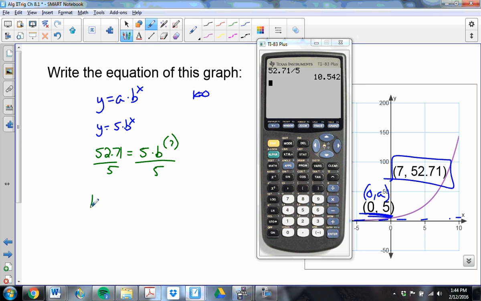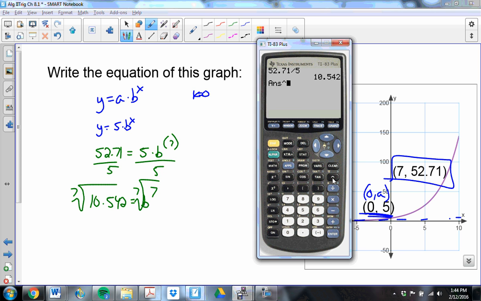Keep track of every last little decimal. Don't do any rounding in this chapter ever. And by that I mean just leave that decimal stored in your calculator. And I'm not going to type back in 10.542, but to get rid of this 7th power, I'm going to take both sides to the 7th root to undo that 7th power. And remember, I could also just take my previous answer and do it to the 1/7. That's the same thing as doing a 7th root. And the b value is really 1.4.